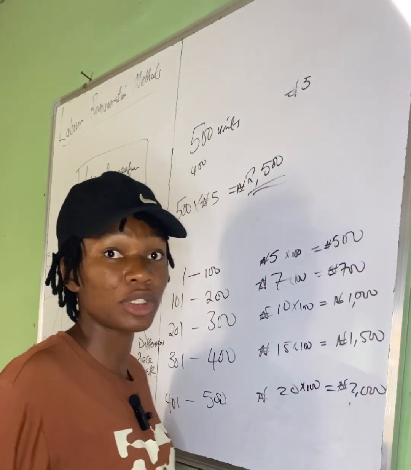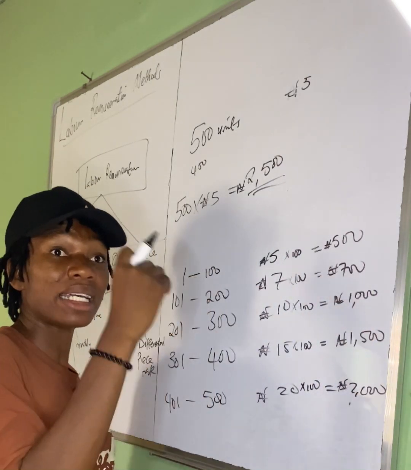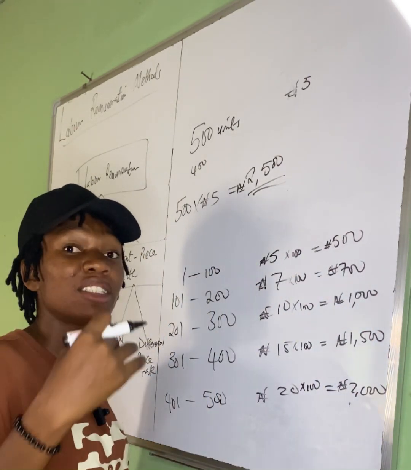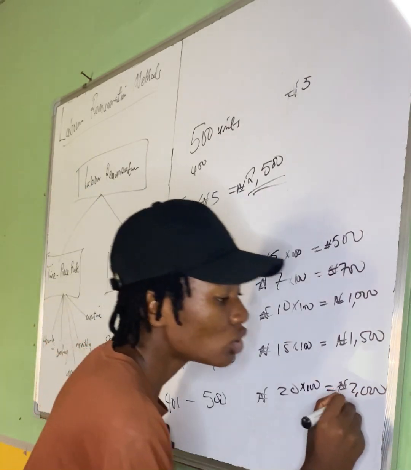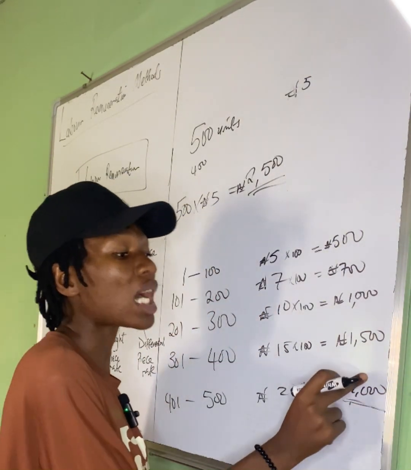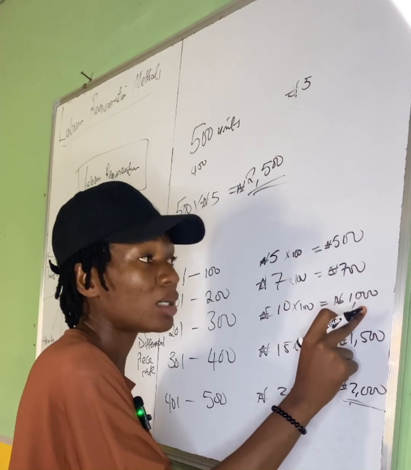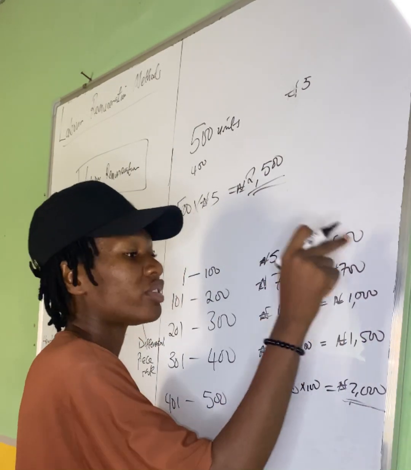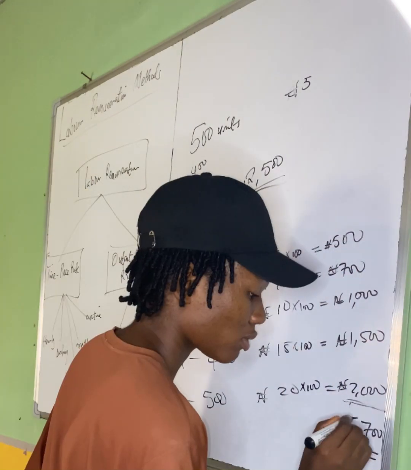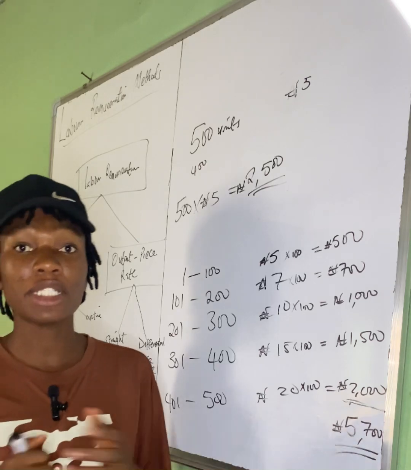So this is the differential piece rate. Different amounts are paid, a different wage rate, at different levels of output, right? So when we want to know how much we pay this worker, we add 2000 plus 1500, plus 1000 plus 700, and then plus 500 naira. So we'll be having 5700 naira as payment to this worker.